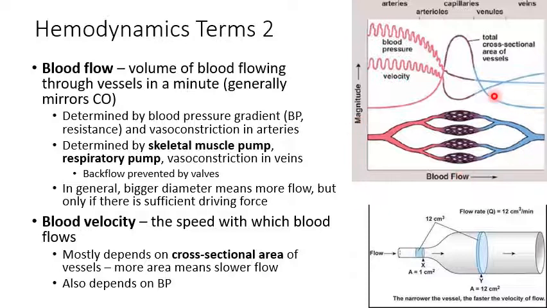And then this image here is just showing how those arteries branch and branch into arterioles and then into capillaries. So the blood is flowing through all these little capillaries simultaneously. So each single one is contributing to the cross-sectional area, and that's why it gets so high in the capillaries.